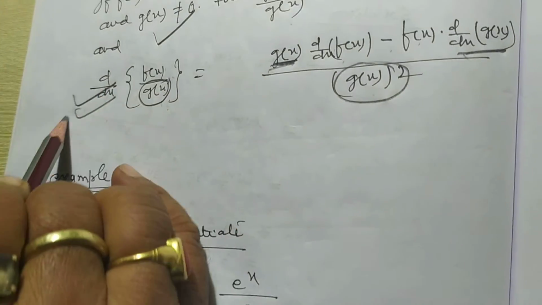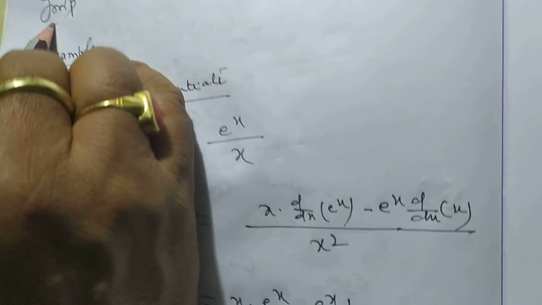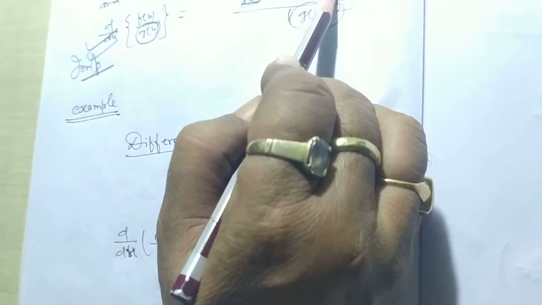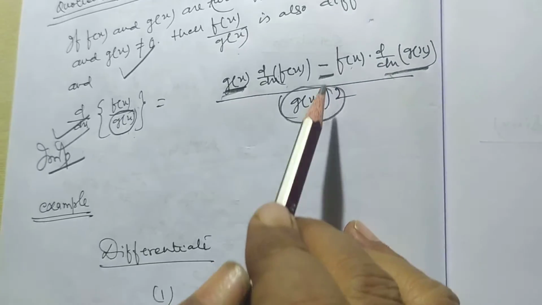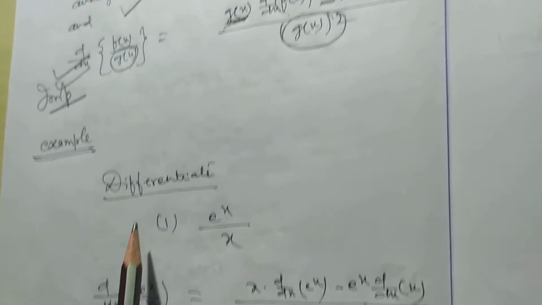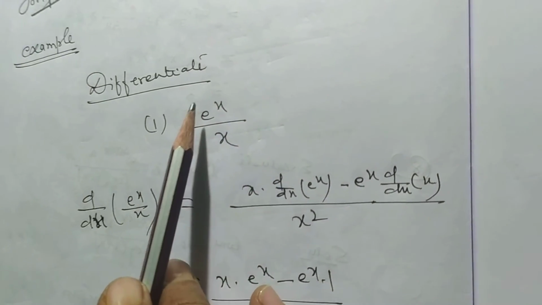This rule is very, very important, because here the linking sign is minus. So you must remember. Now we want to apply this formula.